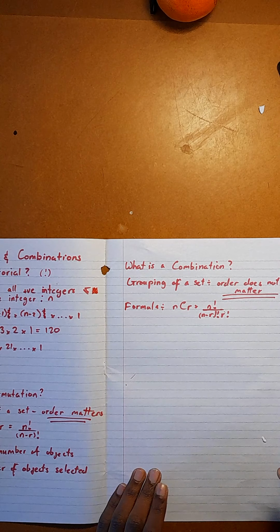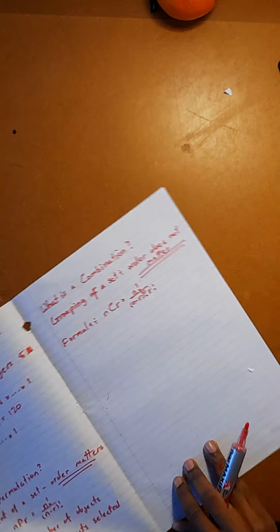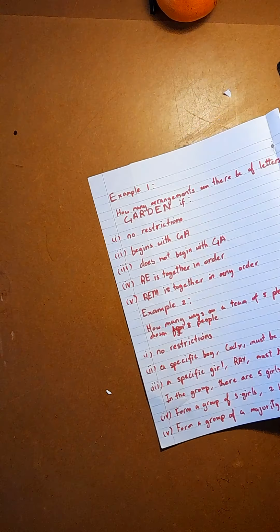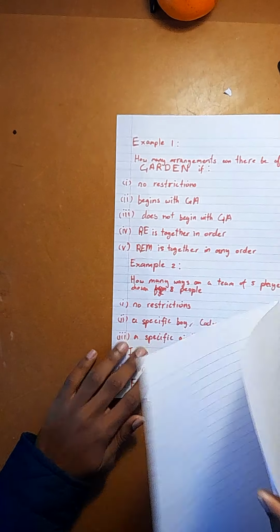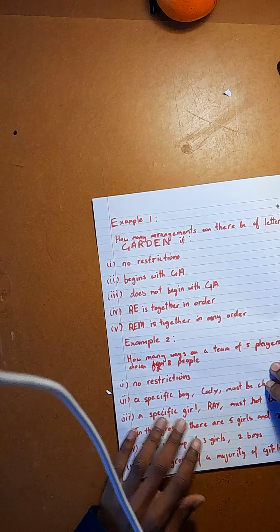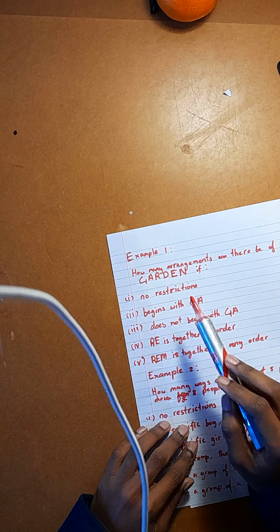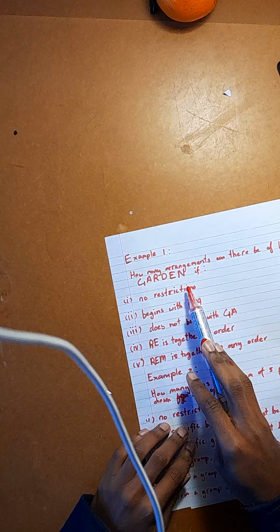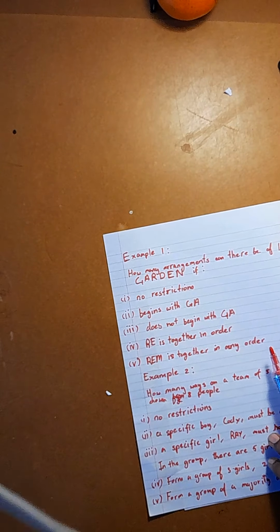Now we've gotten that out of the way. I'll just do some quick examples. Let's look over the questions first. How many arrangements can there be of the letters GARDEN, if there are no restrictions?